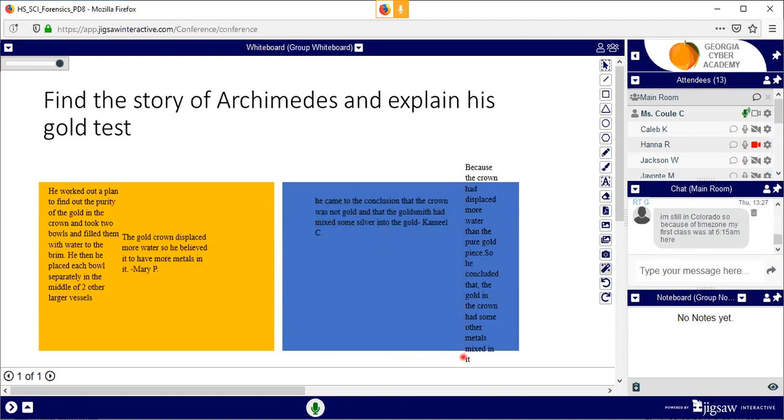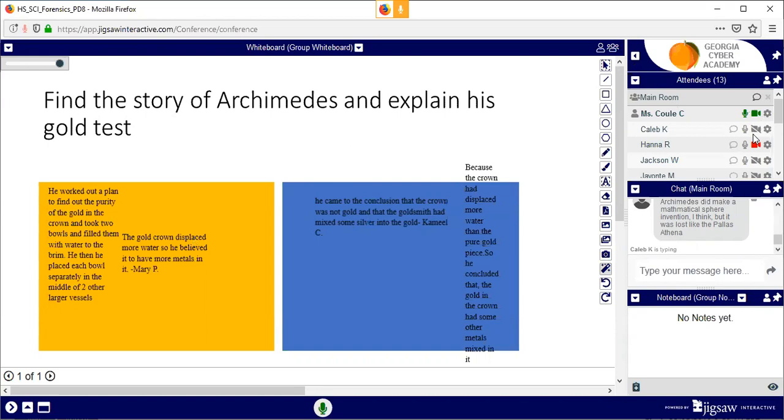He worked out a plan to find out the purity of the gold in the crown and took two bowls and filled them with water to the brim. He then placed each bowl separately in the middle of two other larger vessels. So basically what he did was he wanted to see, was this crown made of pure gold, right?